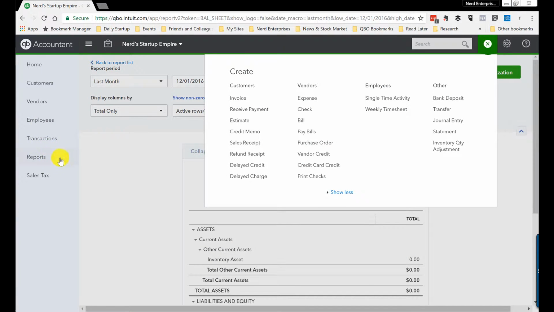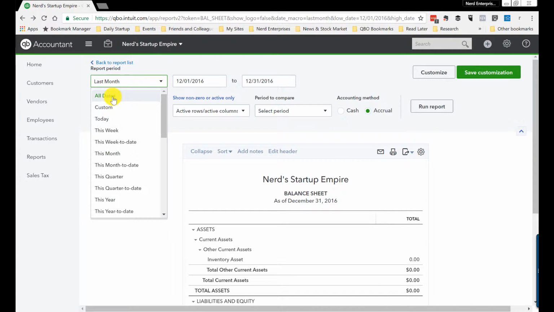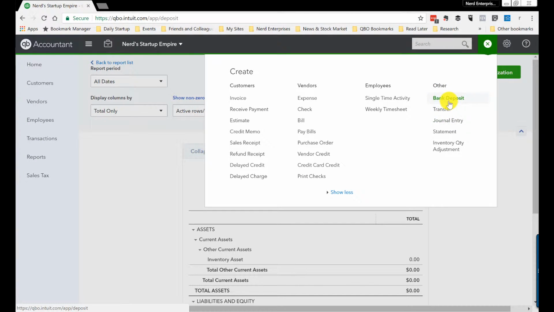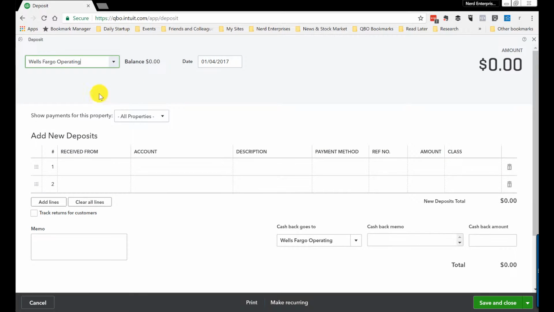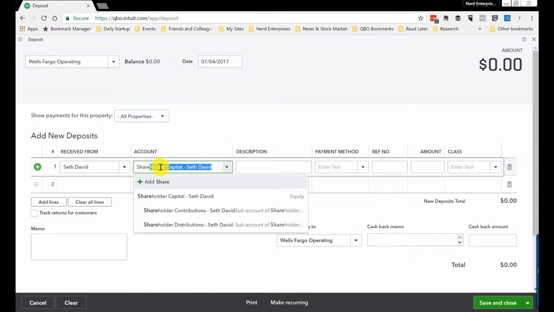So I'm going to stay on this balance sheet. Let's just run it. Oops, I clicked on the wrong thing. Let's run this for all dates so you know that there's no tricks up my sleeves. There's nothing in here. Let's record a deposit, and we're going to say it was received from me, Seth David. The owners I set up as customers. In a future video, I'll explain to you why that is. But for now, take my word for it. Set up owners or investors in your company, people who would have contributed capital into the equity part of your balance sheet, should be set up as customers.